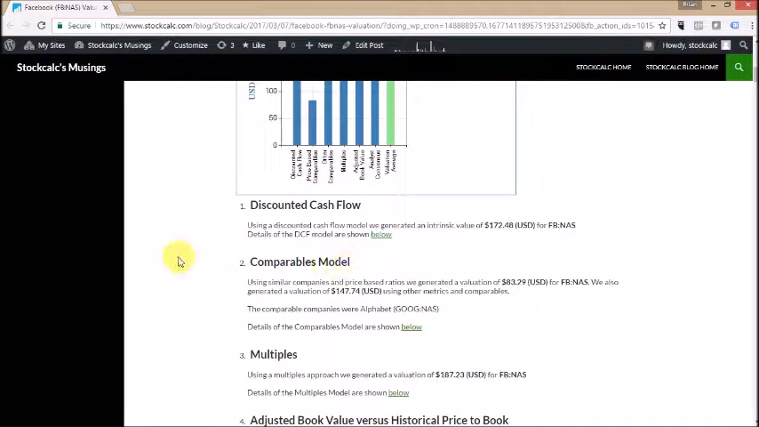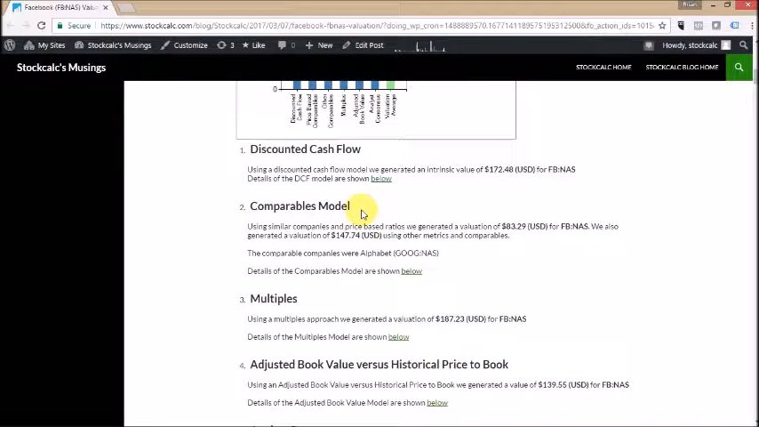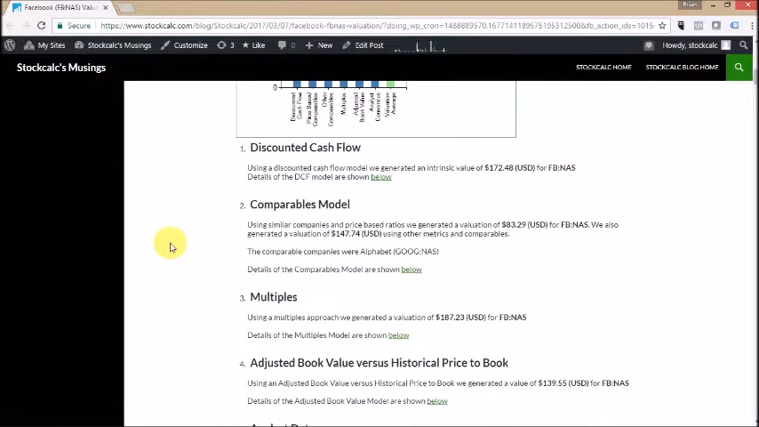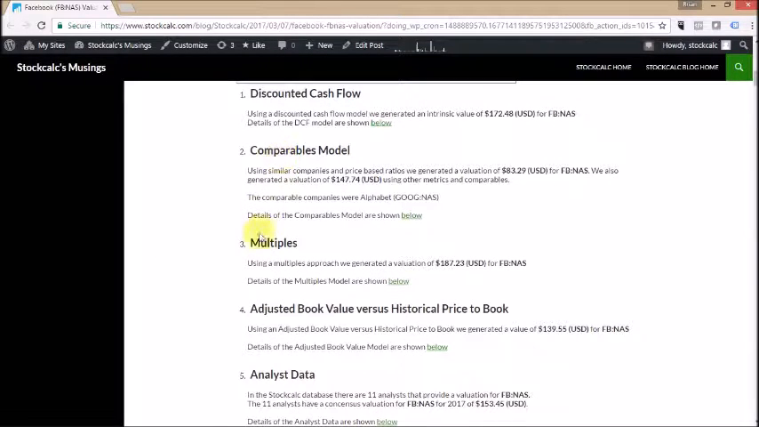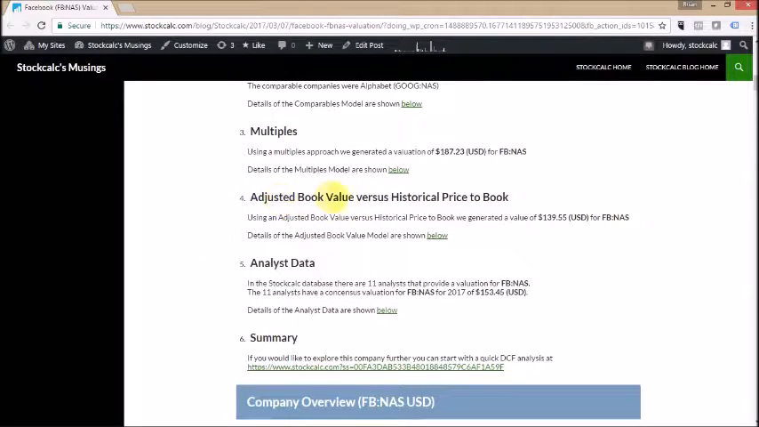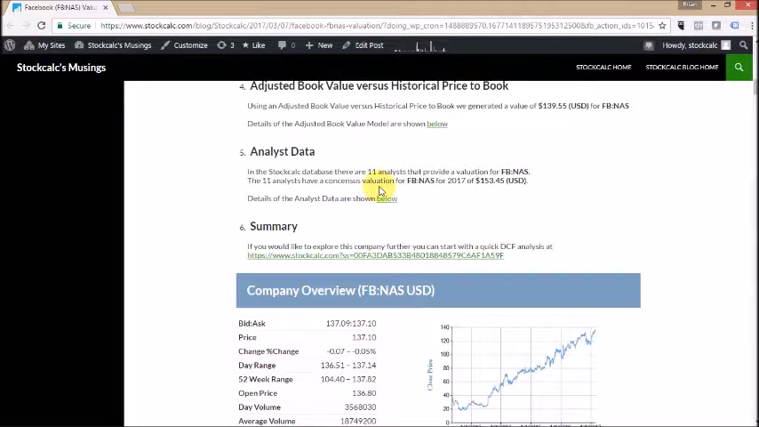Then we look at comparables or relative valuation models, where we compare the company and use the ratios of another company or companies to come up with a valuation for the company that we're interested in. Multiples is essentially the same as comparables, but we're comparing the company to itself over time. Adjusted book value is similar in that we're using the company's balance sheet and comparing it to its historic price to book to come up with a valuation. And finally, the consensus data that we have for the analysts is also provided.